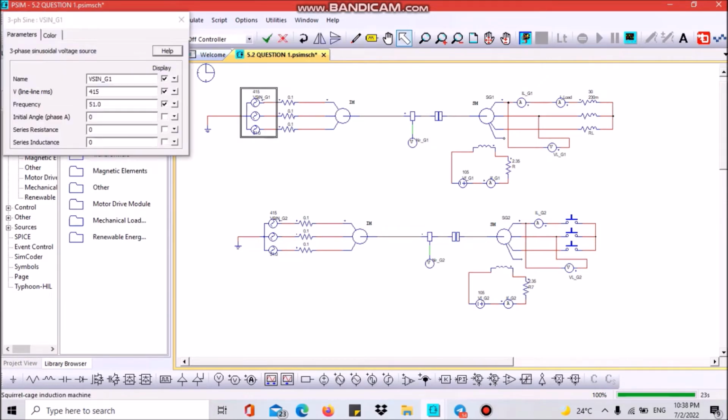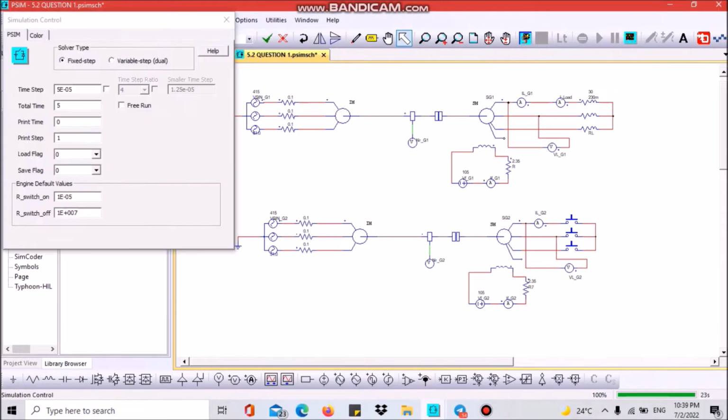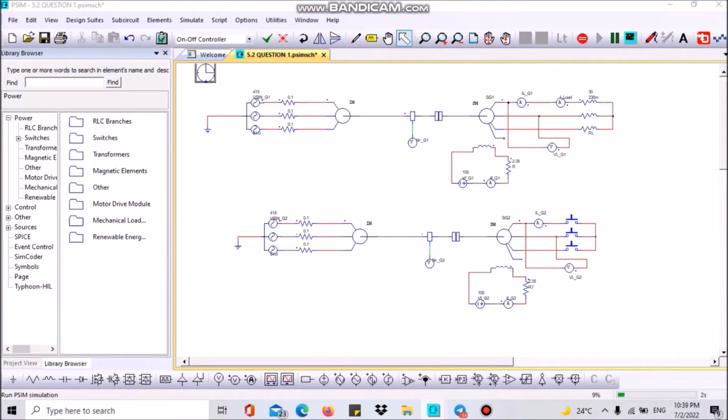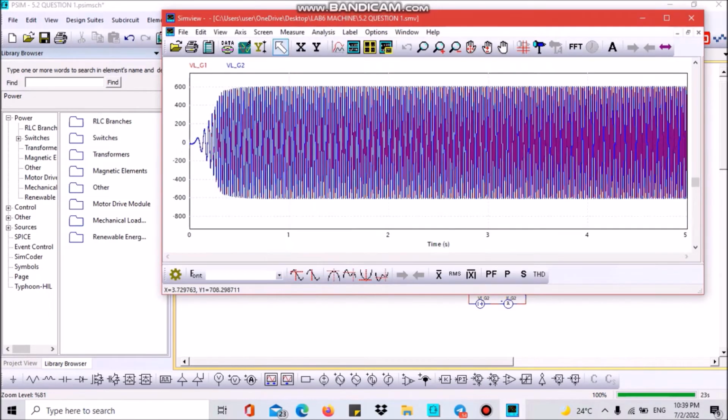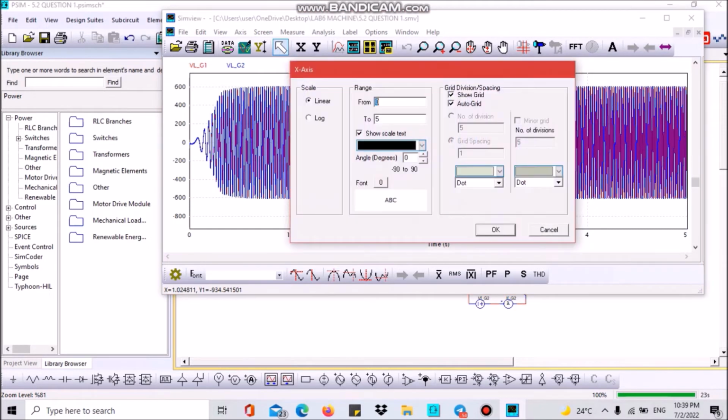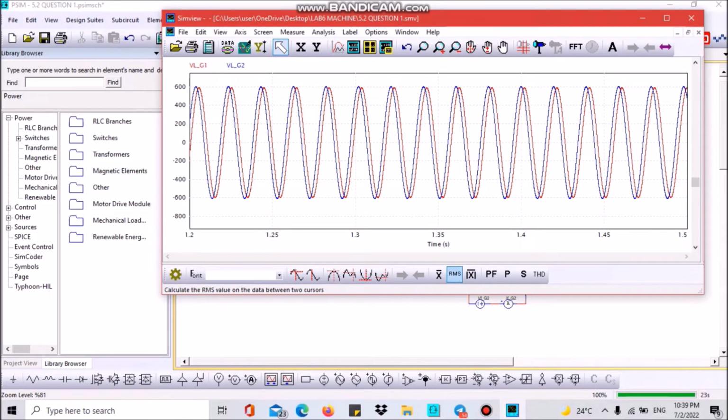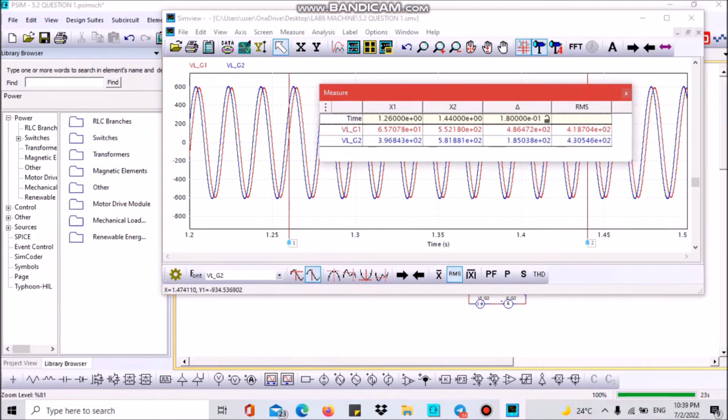I want to show you the waveform of the line voltage at three-phase synchronous generators for the time of 1 to 2 seconds. This is the circuit. This is a line voltage waveform and the RMS value. We can see that the waveforms are not in parallel and the RMS values are not the same as each other.